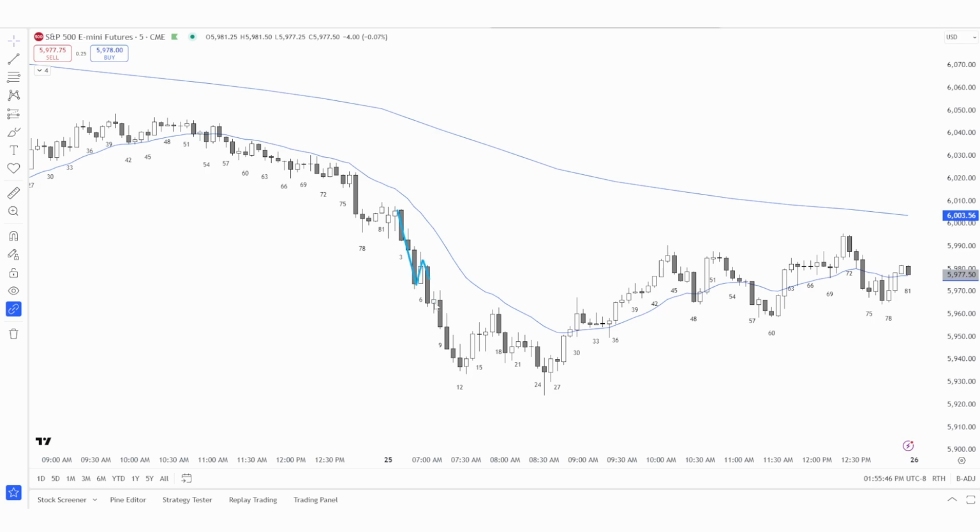Leg 1, pull back, leg 2, pull back, leg 3. So there's 3 legs lower, visible 3 legs, and then there's a nested 3 legs, and then a 2-legged rally. So it's a second leg trap. I think this is strong to get its own second leg down, and it does with this price action here.